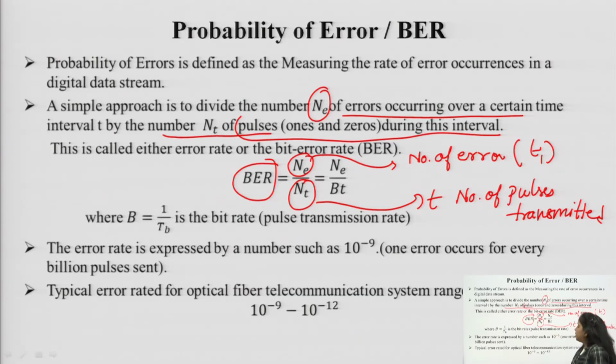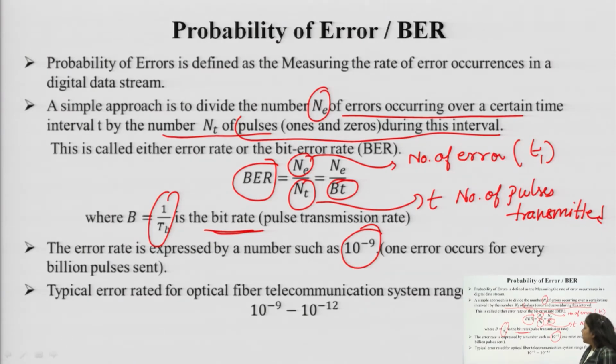The number of pulses transmitted is also given in the form of BT, where B is equal to 1 by TB, the bit rate, the pulse transmission rate. Normally, when we talk about the error rate, it is expressed by a number such as 10 to the power of minus 9. What does this 10 to the power of minus 9 indicate? It indicates one error occurs for every billion pulses sent.